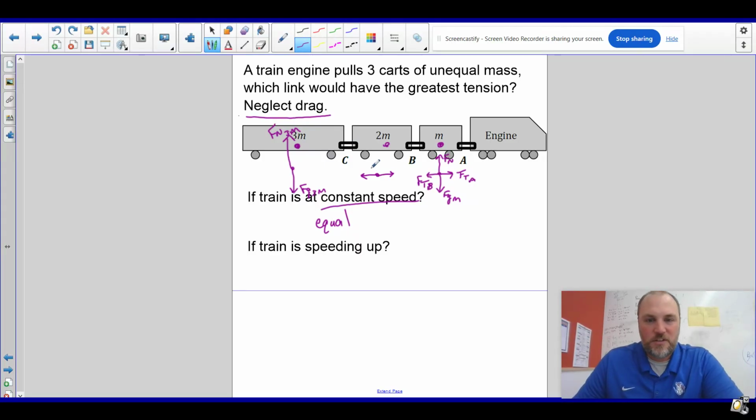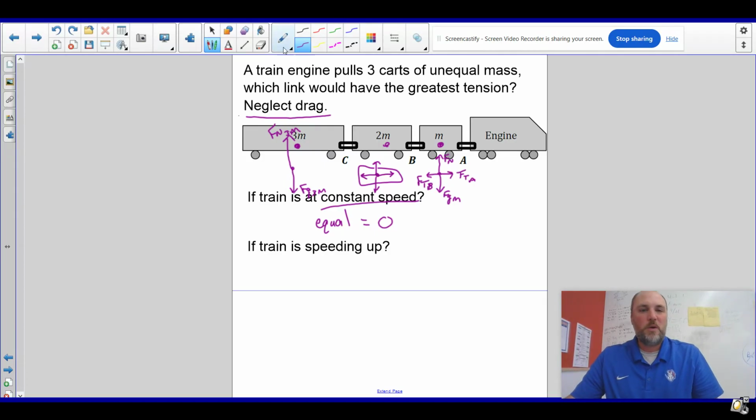And as I consider the other free body diagrams for both the 2m and the m, if the tension in link C is 0, then the tension in link B has to be 0 to keep the 2m in equilibrium. And if the tension in link B is 0, then the tension in link A would have to be 0 to keep the m in equilibrium. So not only are they equal, but they're actually equal to 0. So each of the tensions need to be 0 for this object to remain at a constant speed.